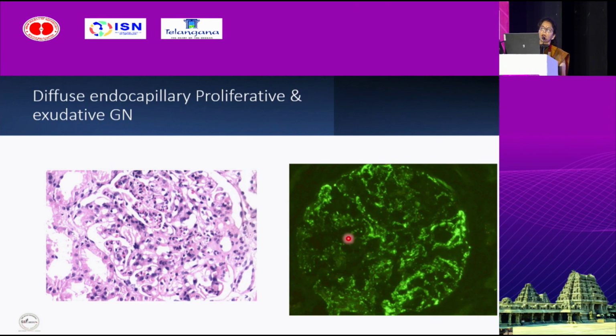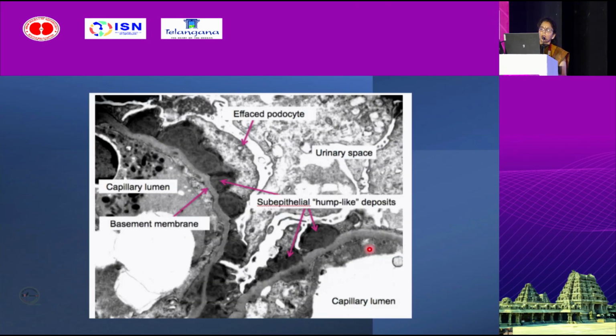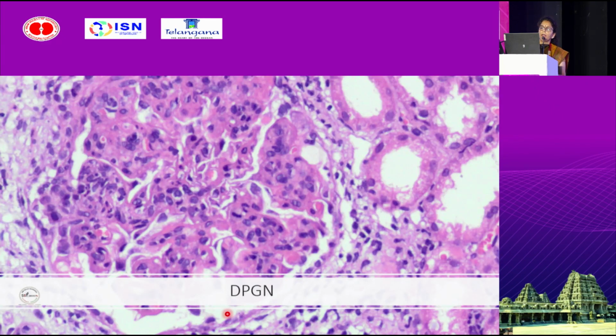These deposits are lumpy, bumpy, chunky deposits giving the starry sky appearance. And on electron microscopy, this is capillary basement membrane, and subepithelial hump-like deposits, electron dense, are seen in the IRGN. Another entity is diffuse proliferative glomerulonephritis.